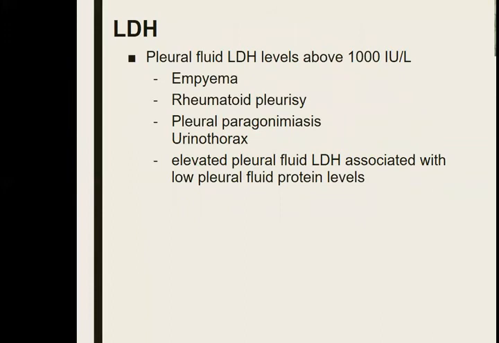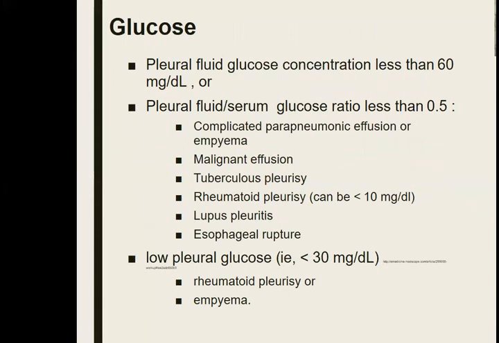You can also see a high level of LDH in conditions like empyema, rheumatoid arthritis, pleural paragonimiasis, and urinothorax. Glucose measurement also matters: when it is very low, less than one third of the blood glucose level, it usually indicates that the pleural fluid is infective in origin. It may be TB, or it can be empyema.